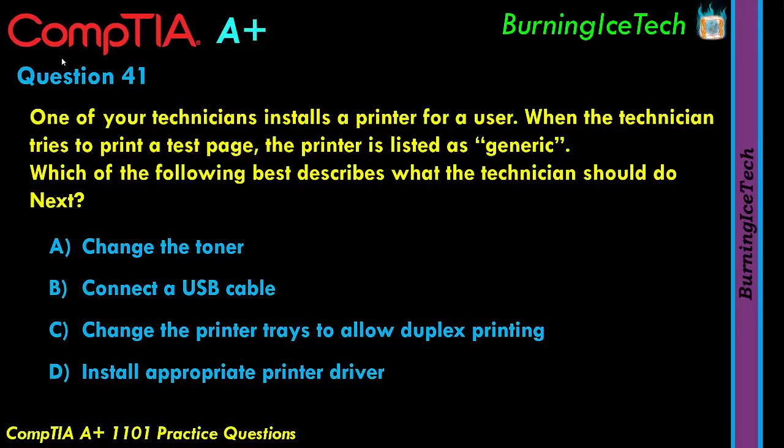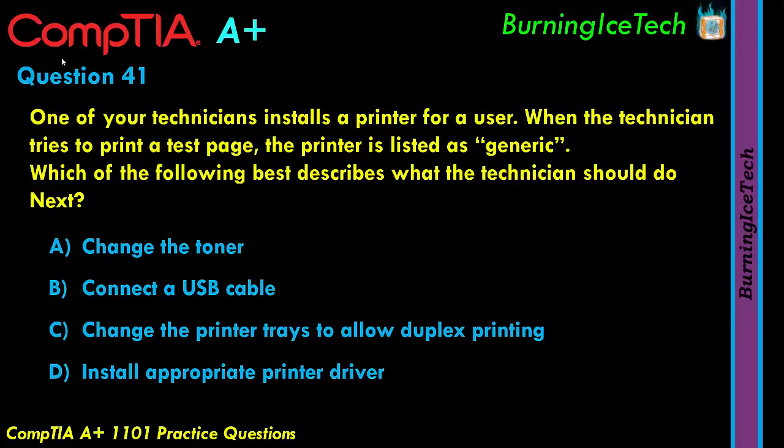Connect a USB cable. No, it's already connected. If it was not connected, it would not be listed to begin with. It's already listed. So whether you connect it via wireless or cable, it's not going to make a difference as to how it is listed. Change the printer trays to allow duplex printing. No. So changing the printer trays and choosing how you want to print, whether I want to print double-sided or single-sided, is not going to make any difference to how the printer is listed.